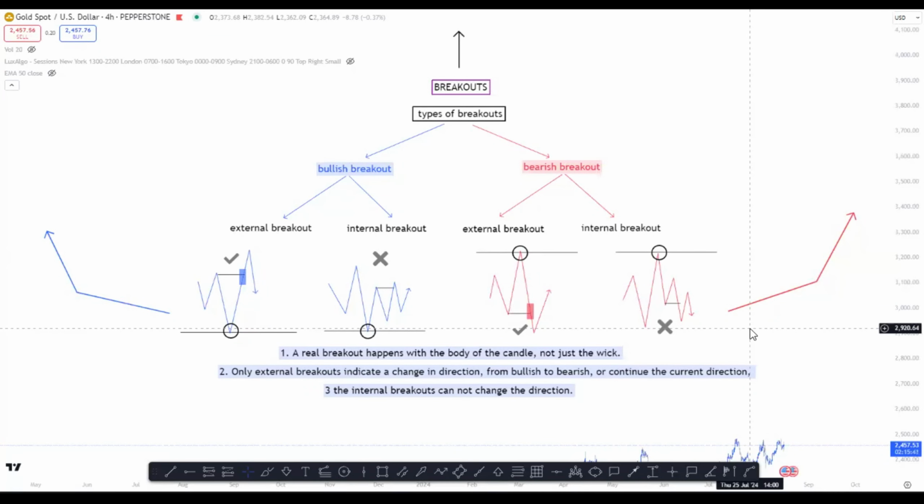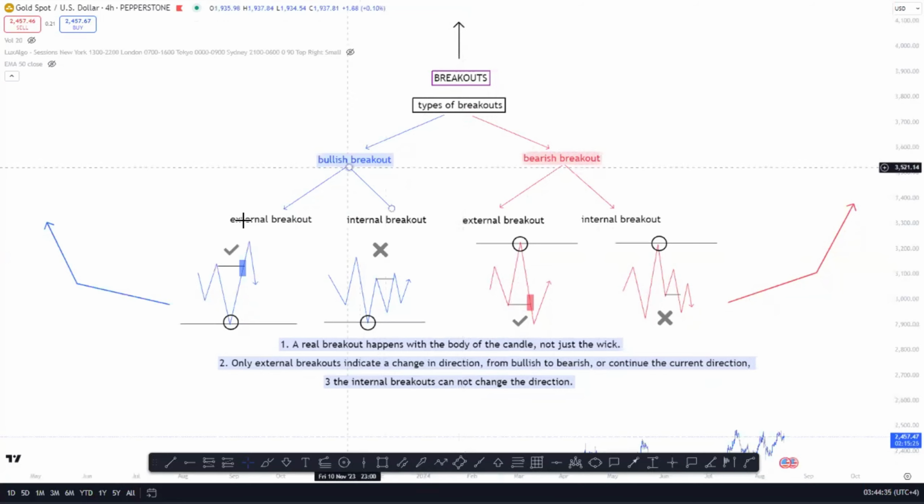Hello everyone, today's video is all about breakouts. Let's make this simple and easy to understand. Let's get started with the types of breakouts. There are two main types of breakouts, bullish breakout and bearish breakout. Each type has two categories, external and internal breakout.